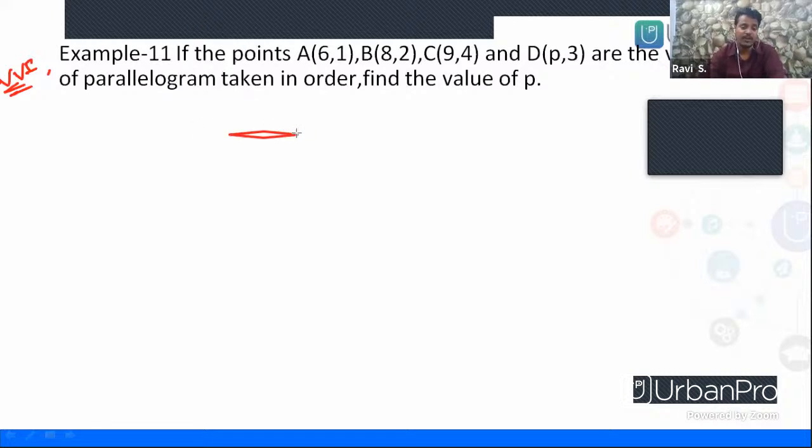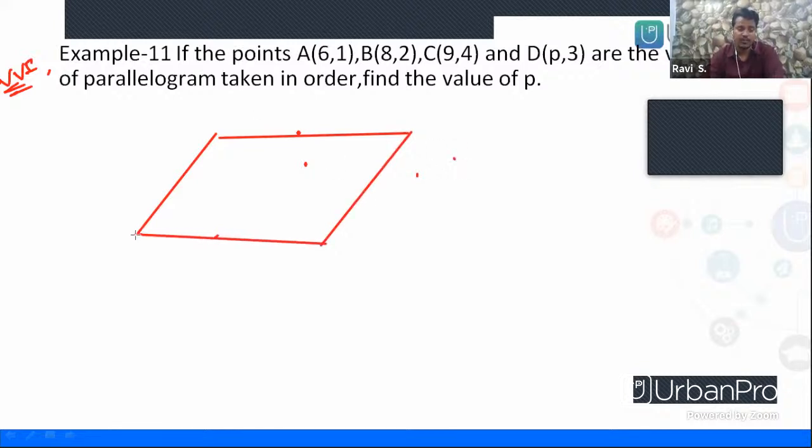It's a parallelogram, right? So suppose this is our, okay, this won't be drawn as a parallelogram. Let me draw it like this. Yes, this is the parallelogram. I know it won't look like this, but as of now, just assume it. This is a parallelogram. And the points are taken in order. Suppose this is a point A, and this is a point B here. This is a point C, and last is a point D.